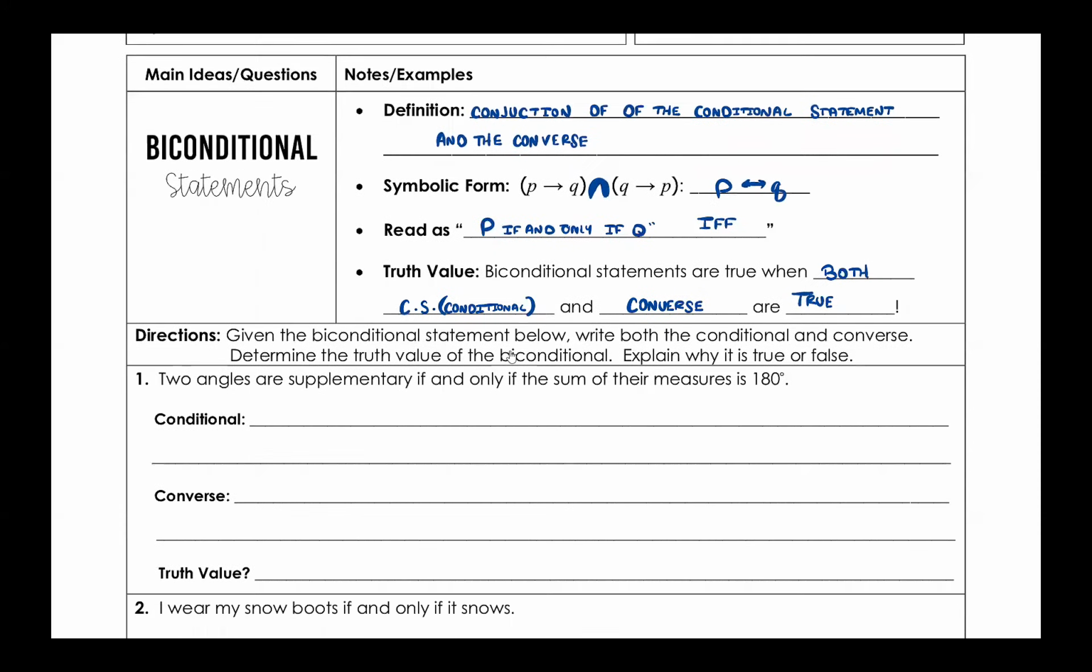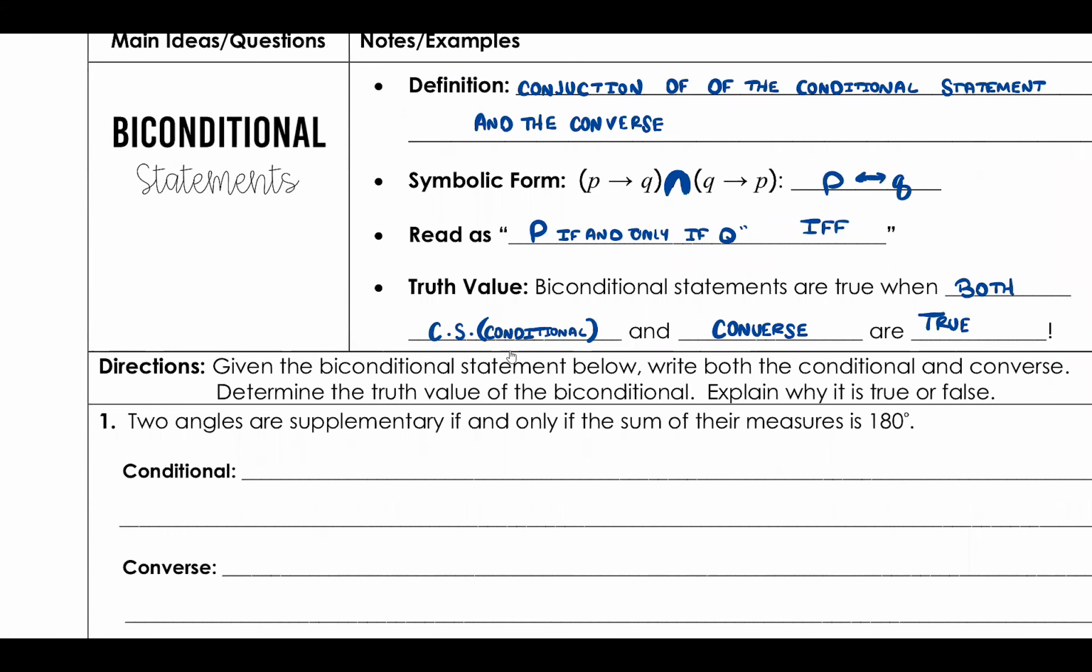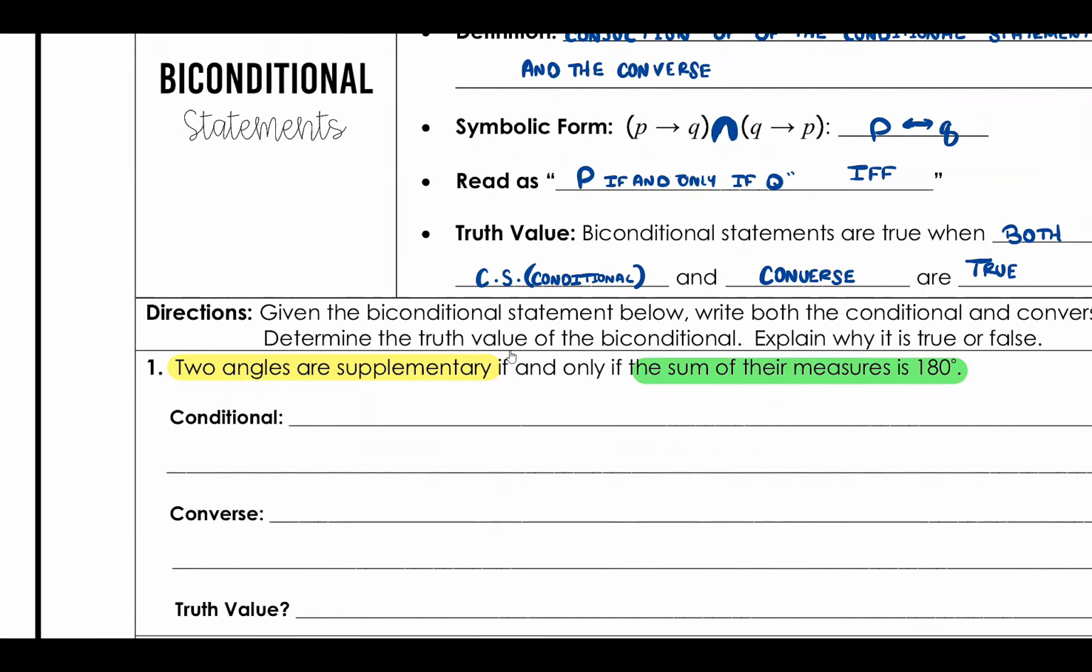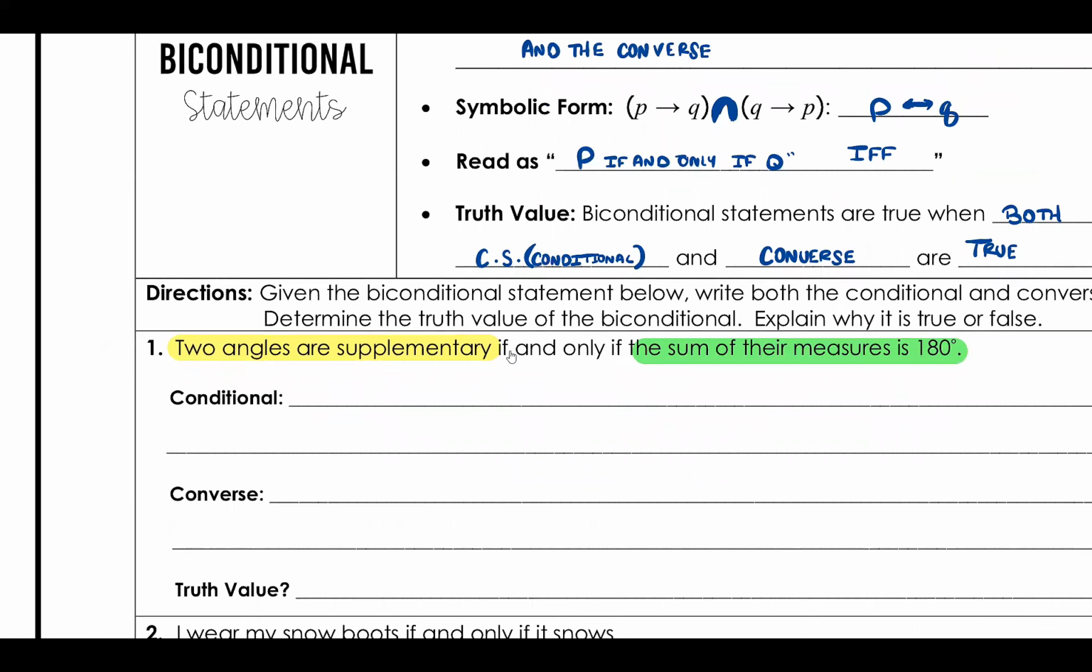So we've got two angles are supplementary. Two angles are supplementary if and only if the sum of their measures is 180. So we're going to take our biconditional statement and we're going to put it back to a conditional and its converse. So what would our conditional statement be? Remember, our yellow is our hypothesis, our green is our conclusion. So it always starts with if.